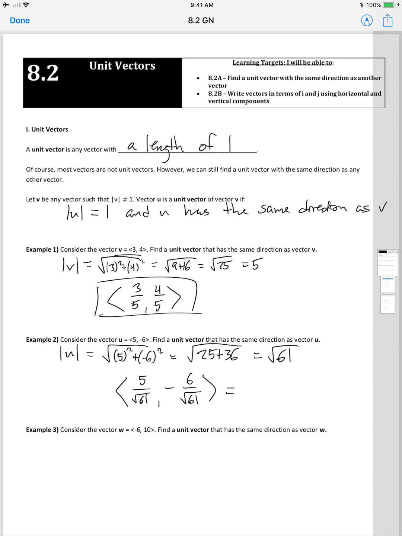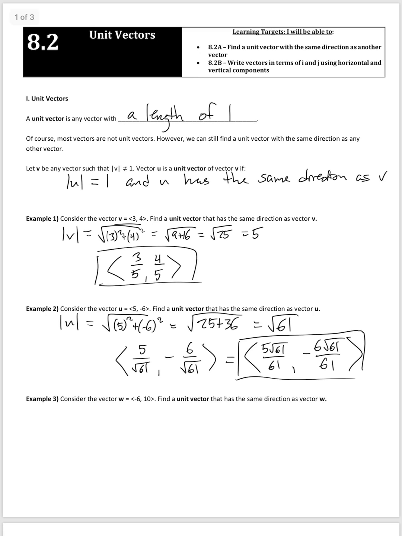We rationalize the denominator, multiply the numerators and denominators by the square root of 61. 5 times the square root of 61 over 61, and negative 6 root 61 over 61. This is my answer. As strange as it looks, and as unhelpful as that may seem, we just found a vector that is a unit vector. It has a magnitude or a length of 1, and it's pointing in the same direction as the vector we started with, which is what we wanted. So go ahead and try example 3 on your own. Be great practice for you.